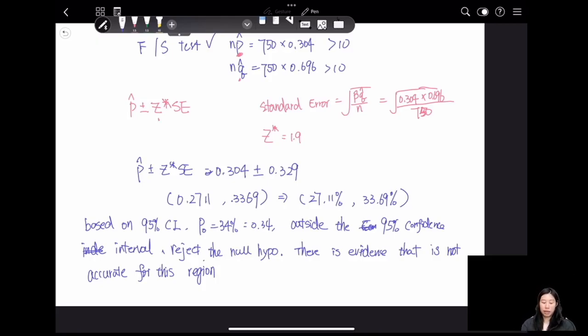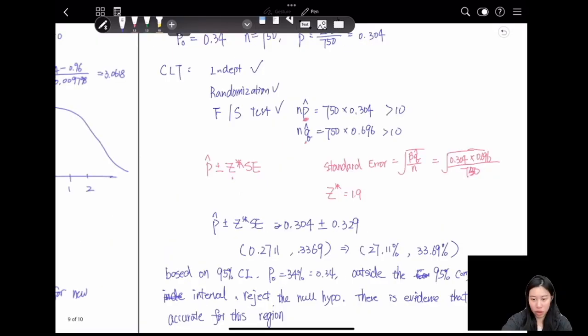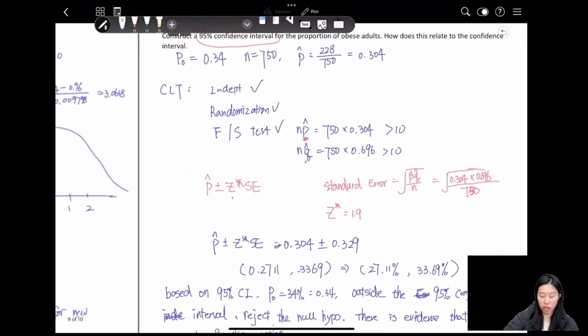So this is our confidence interval. How does this use a confidence interval to test a hypothesis test? So how does this work? Let me draw a graph, you might be more clear.